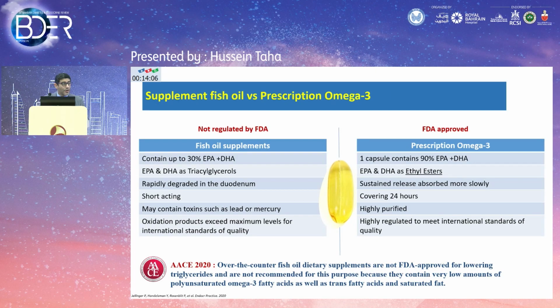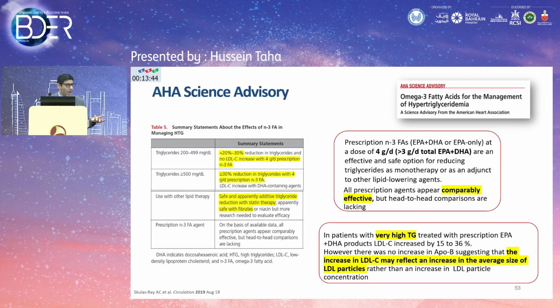Now, can all omega-3 be prescribed? No, it's only the FDA approved. It's only the one which has a higher concentration of EPA and DHA, of ester type, with sustained release covering 24 hours, and highly purified. So what we know about omega-3 from advisory boards: a 20 to 30% reduction of triglyceride, and more than 30% reduction in triglyceride with 4 grams per day, and it is safe even in combination with statin.